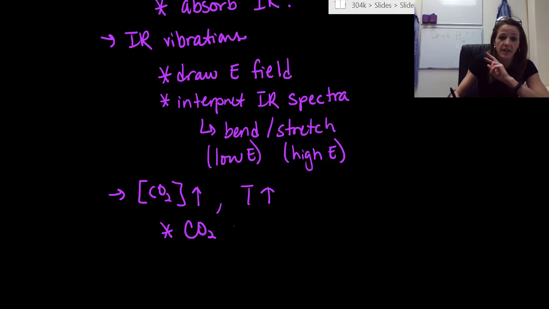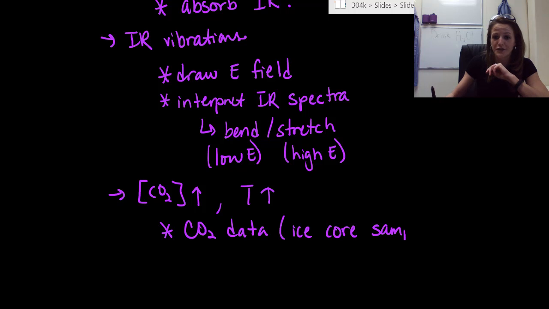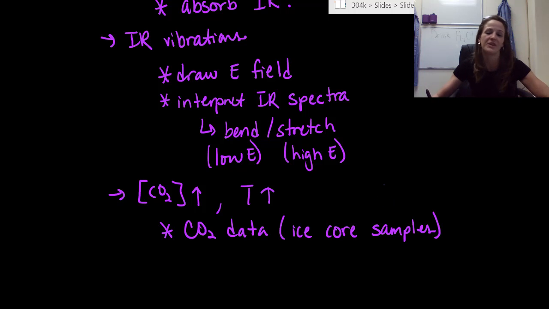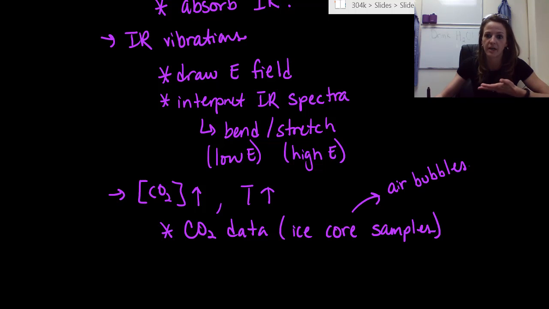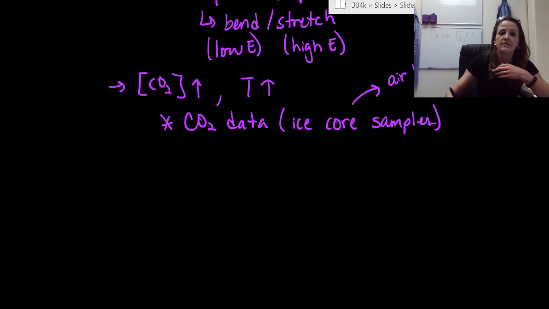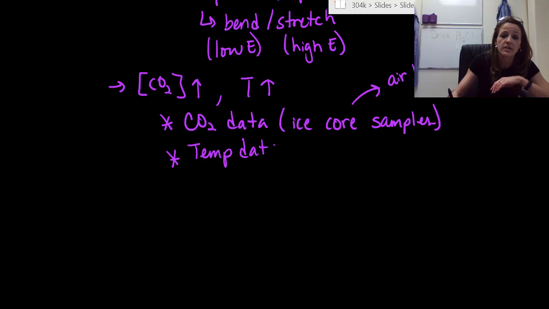All right, so we looked at 2 things specifically. We looked at CO2 data, okay, and this was in our ice core samples. We are obsessed with ice core samples when it comes to this topic because we can get a lot of data. In these ice core samples, for CO2 data specifically, we looked at our trapped air bubbles, and we were able to actually look at the concentration of carbon dioxide. The second thing we looked at was our temperature data, again using ice core samples.